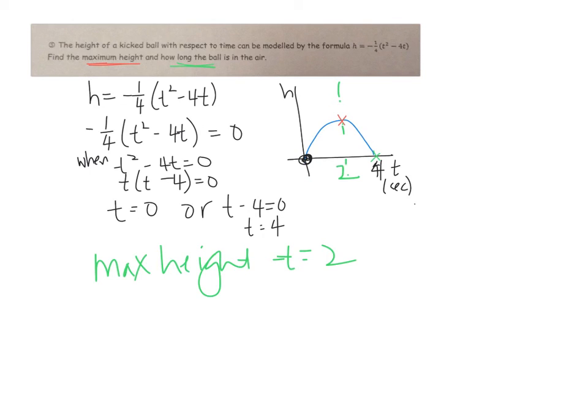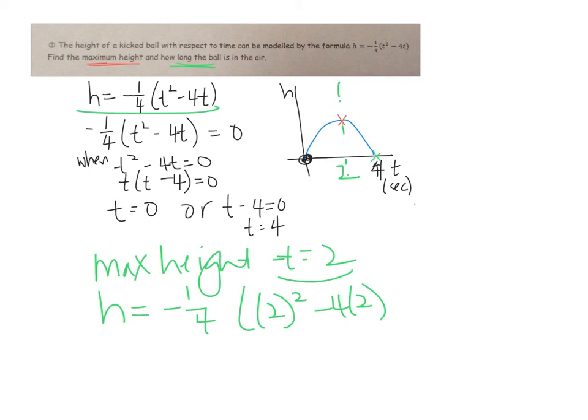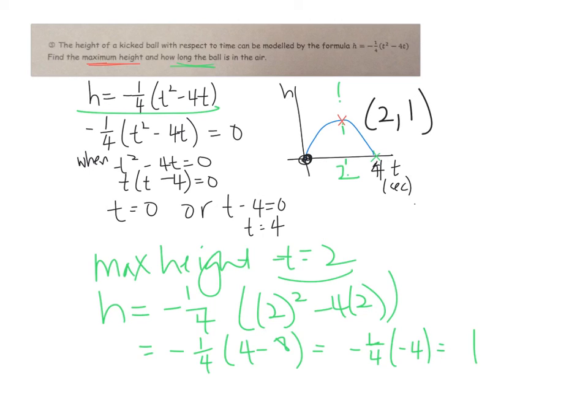If that's true, then I can just use this original formula to figure out what h will be. So I'm going to put in t equals 2. So -1/4, 2 squared, minus 4 times 2, and then I'll evaluate that. Okay, so I evaluated that, and I ended up getting that the height was 1, or I assume 1 meter. So at the time of 2 seconds, the height is 1 meter. So that would be the same as having a point right here. The maximum is at 2 seconds and 1 meter high for that ball.